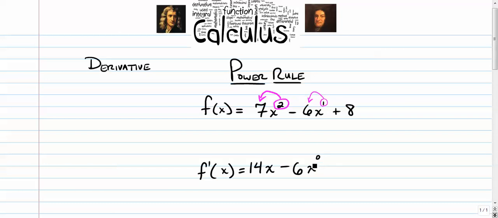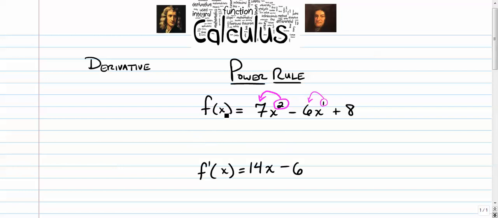Now the beauty of this is anything to the 0 power is 1, so we actually don't need to write that variable. It just kind of disappears. So the derivative of 6x, if it were just on its own, is literally just 6, or in this case negative 6. Positive 8, that's a constant. The derivative of every constant is 0, so you don't need to write that. It just disappears.